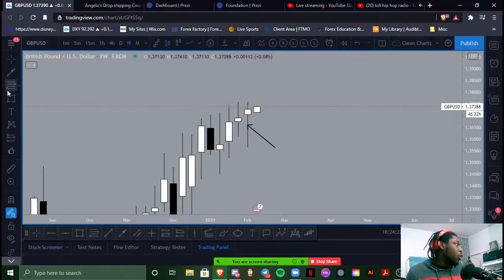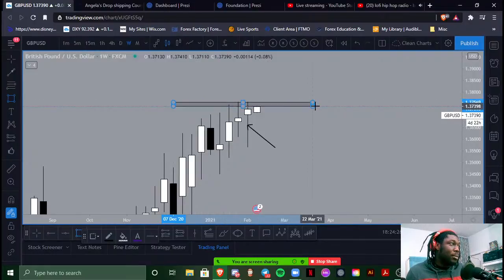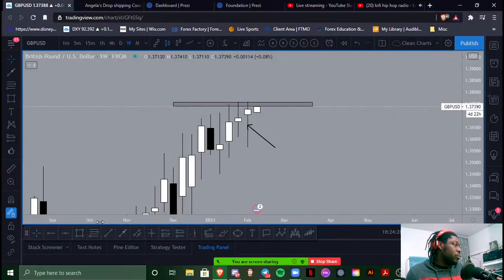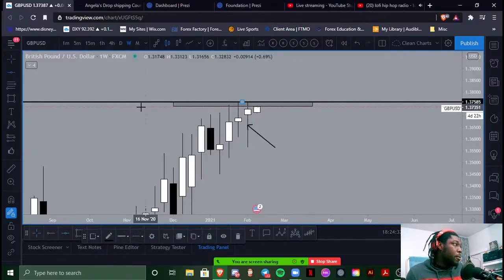And sadly, I don't want that to happen, but that's all I can really see at this point in time with GU. So I'm going to draw this zone right here.